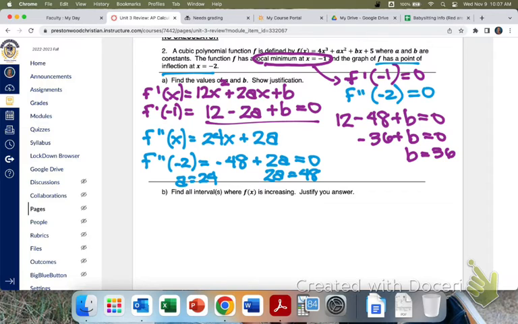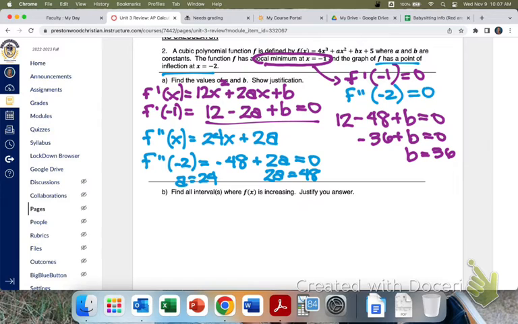Oh, so, yeah, I get it. Wait, what's 24? A is 24. B is 36. Okay, so 12 minutes. All right, now, look at part B. Find all intervals where f of x is increasing. Justify your answer. How do I know where f of x is increasing? Where the first derivative is positive.